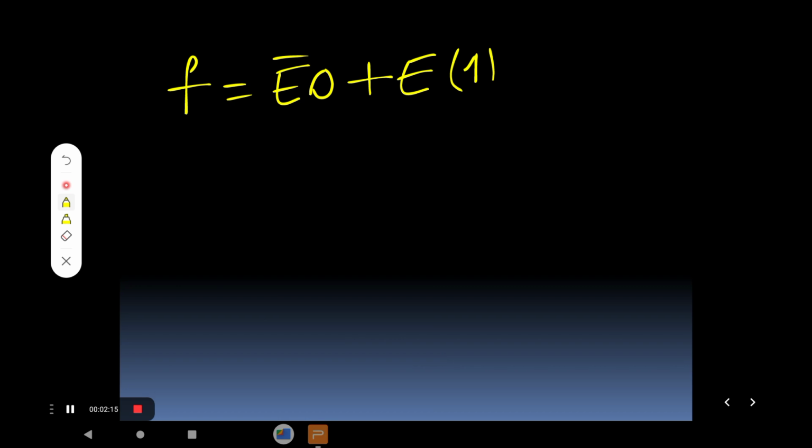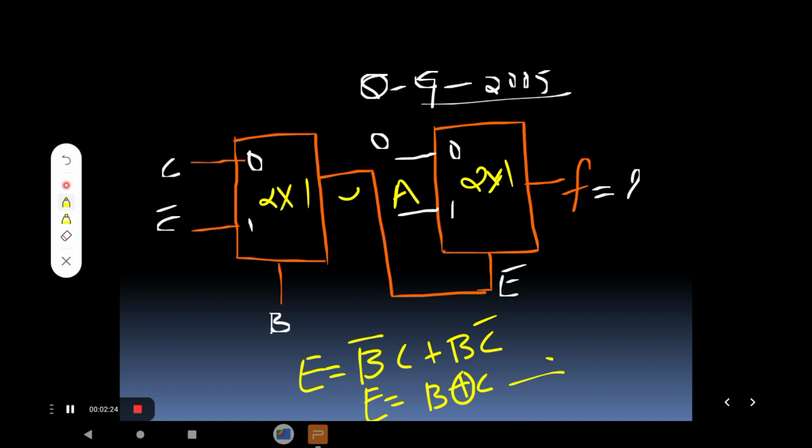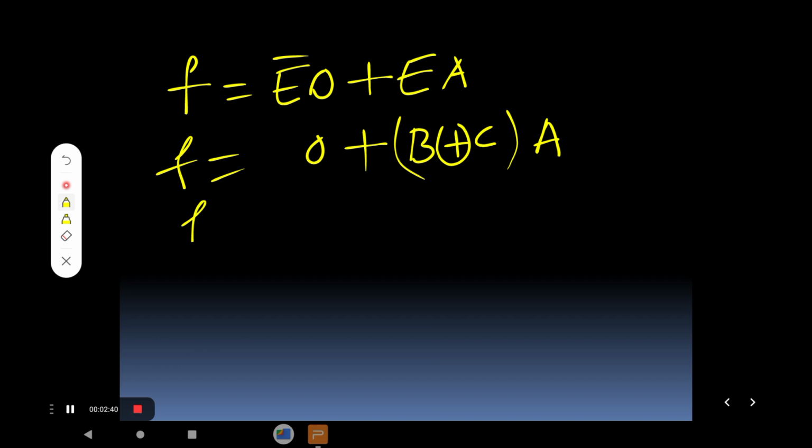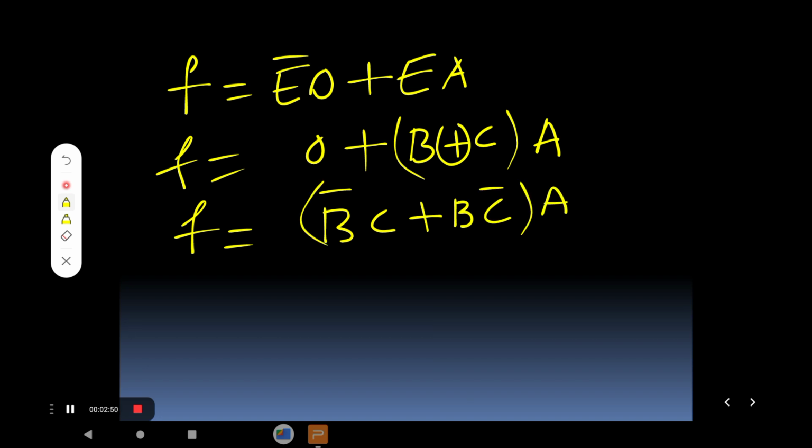So this is the output for a function. Now we know that E is equal to B XOR C, therefore F is equal to E into 0, which is obviously 0, plus E, that is B XOR C multiplied with A. Therefore function F is equal to B bar C plus B C bar multiplied with A. If you represent it in terms of sum of products, therefore A B bar C plus A B C bar.